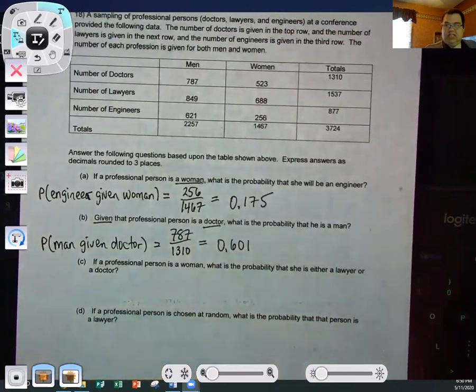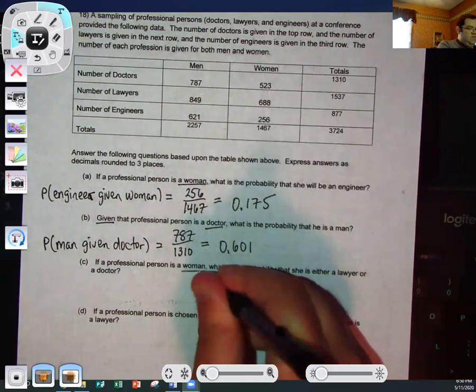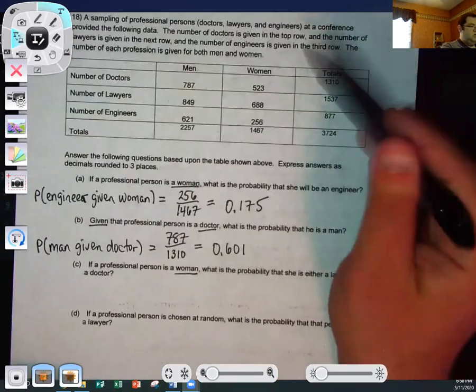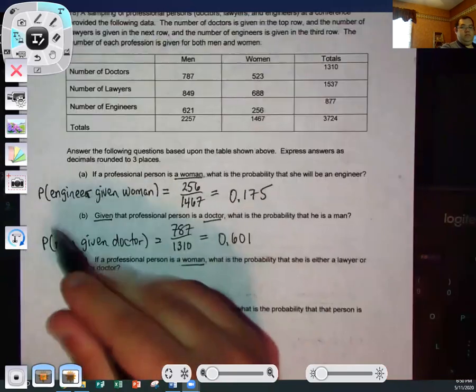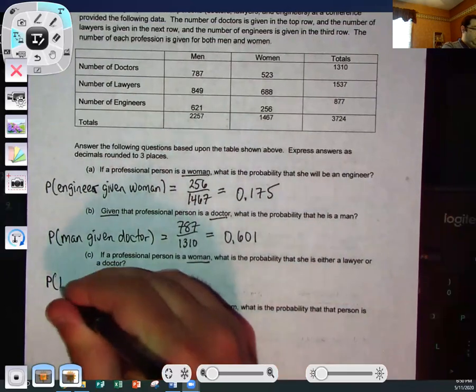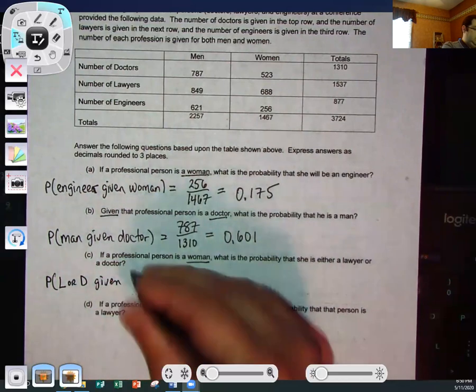Okay. So now for part C, it says, if a professional person is a woman, what is the probability that she is either a lawyer or a doctor? The given is already set. It's a woman. So we're only looking at the column of women. So we want to find the probability of lawyers or doctors given that they are a woman.